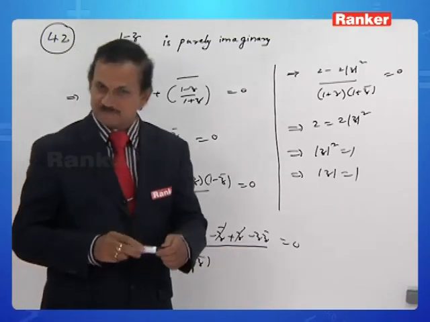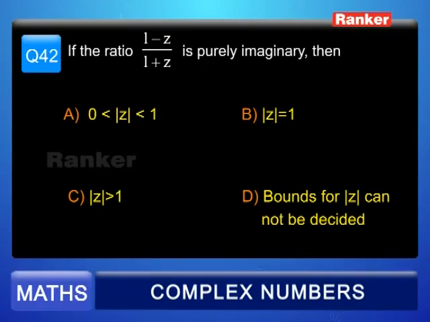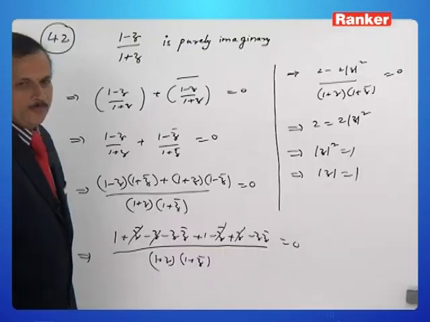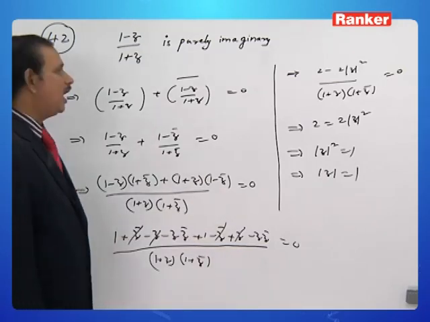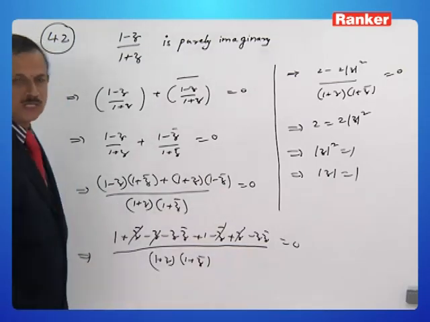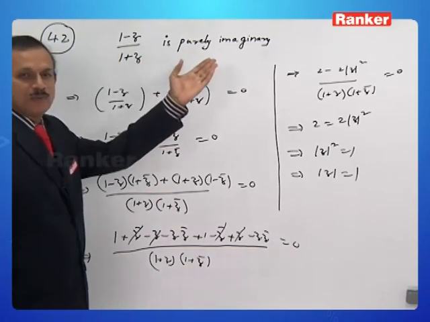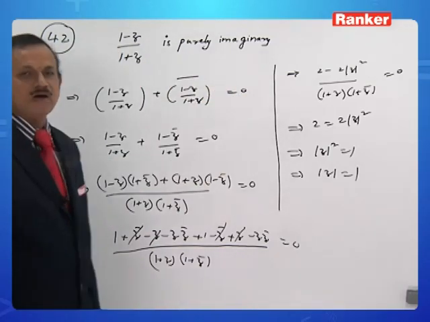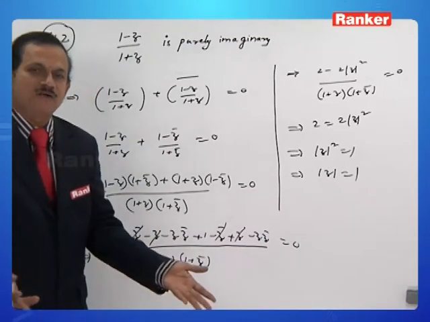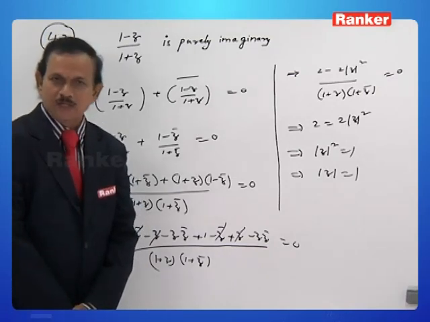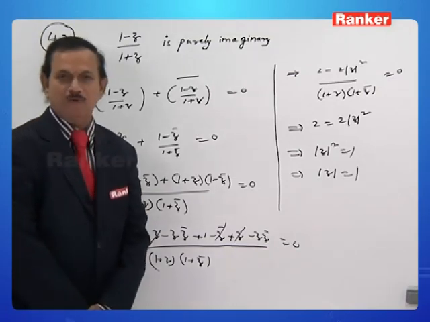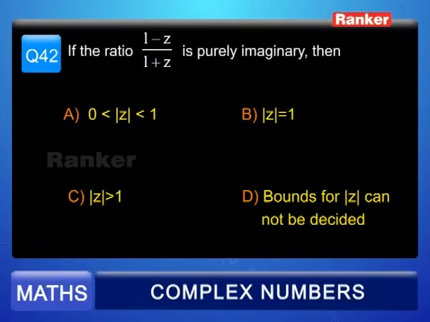Is it available? Of course it is available in option B. The second option is the right option. Mod Z is equal to 1. The only concept which helped us here in solving the question is that if a particular complex number is purely imaginary, then the sum of that complex number and its conjugate should vanish, that is 0. We have made use of that concept to get the answer, that is mod Z is equal to 1. Option B is the right option.